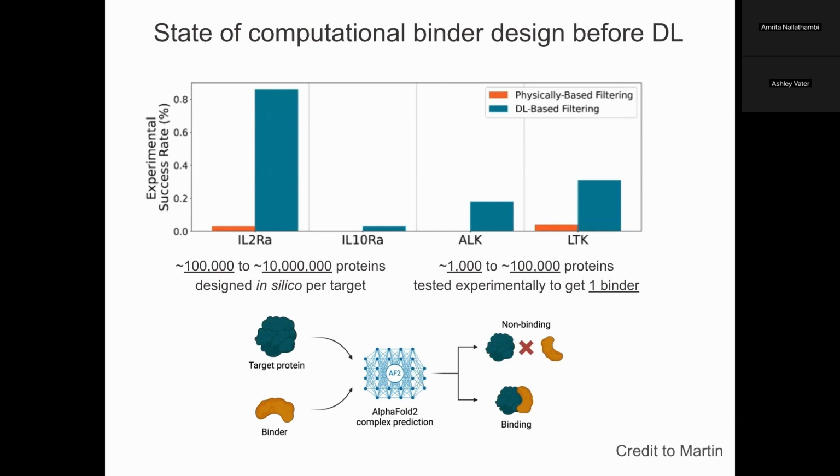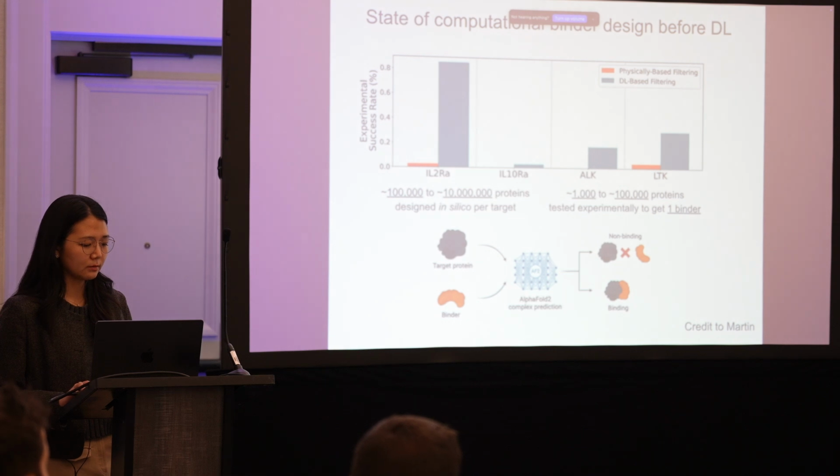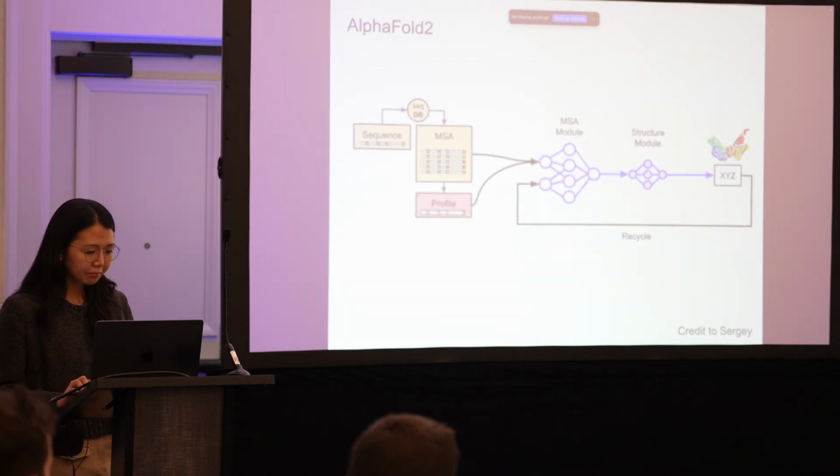But once AlphaFold came out, people tried to use the AlphaFold model to actually design or filter out binders, and it really works well because AlphaFold has its own confidence scores, pLDDT and PAE, which can give you insight about the interaction between a target and a binder. You can use these confidence scores to filter out your designs, and it achieves a high success rate.